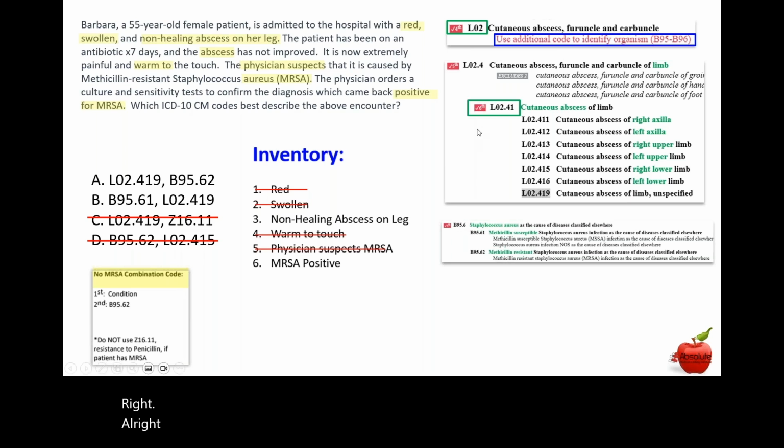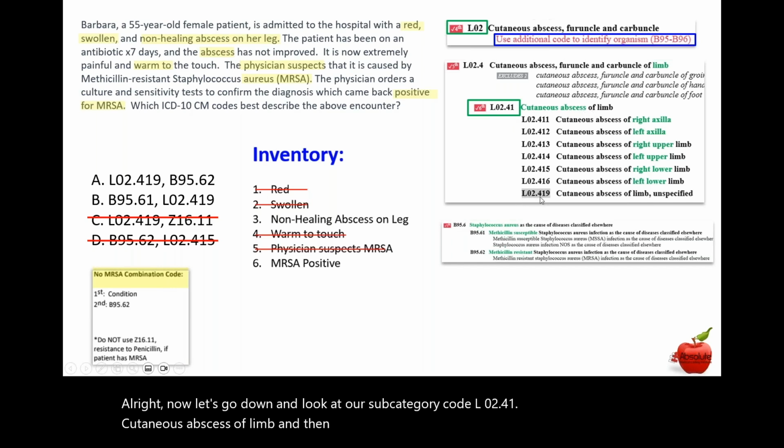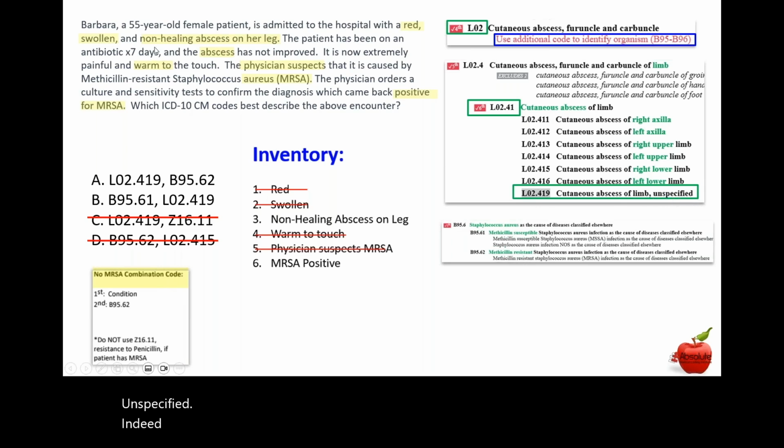All right, now let's go down and look at our subcategory code, L02.41, cutaneous abscess of limb, and then L02.419, this is cutaneous abscess of limb, unspecified. Indeed, we don't know which leg it was, so we do have to use this code, and this is correct.